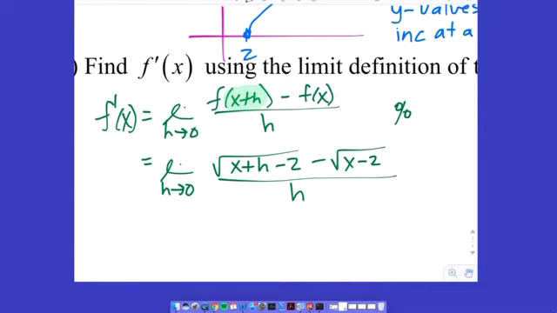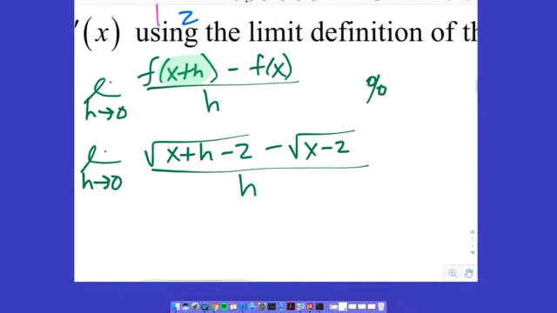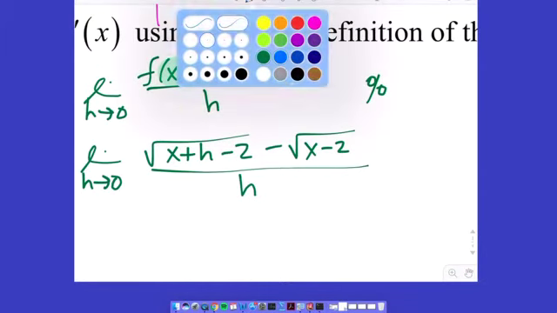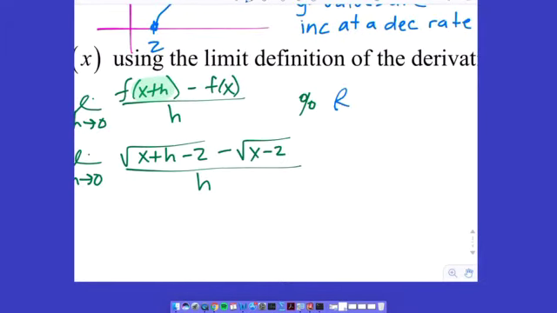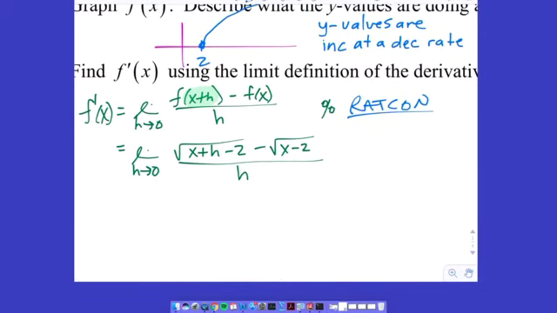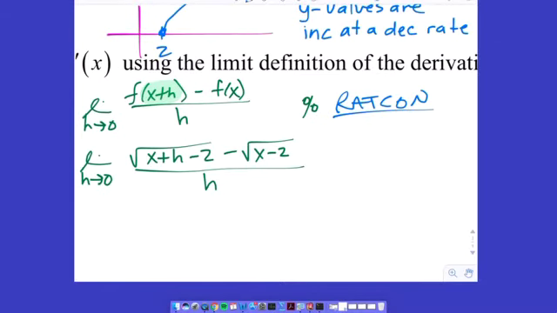But if you look at it now, from our experience, that sure looks a whole heck of a lot like a limit from 1.4 that we're used to evaluating. Don't we know how to do that? How would you evaluate this one? What was the method? RATCON. So the reason we studied all that in isolation in 1.4 is so when you set up your limits and you get them, now you can evaluate them very, very easily.